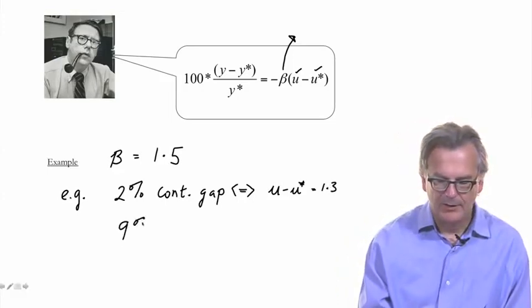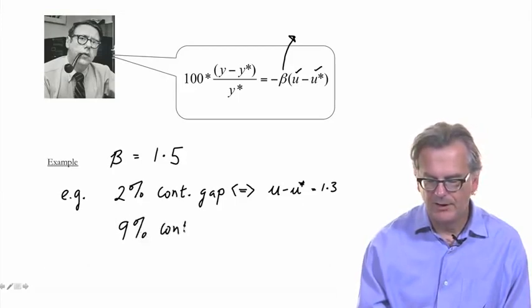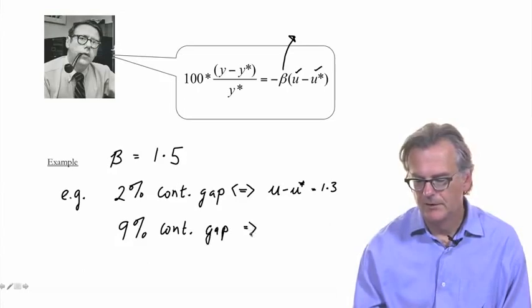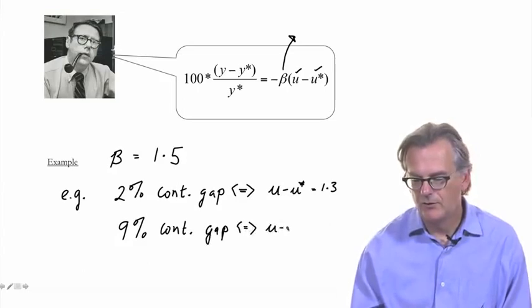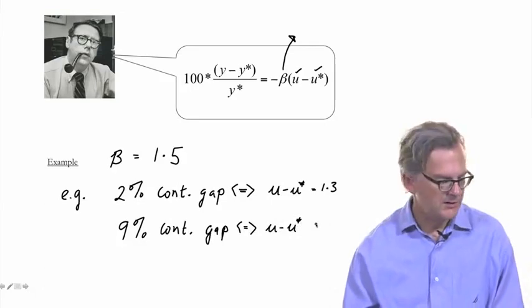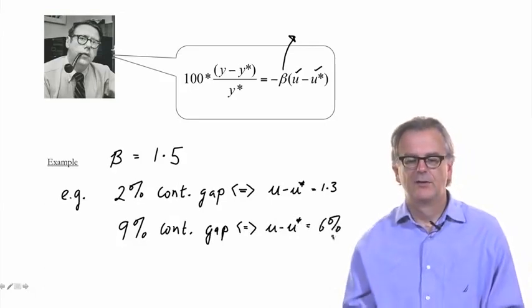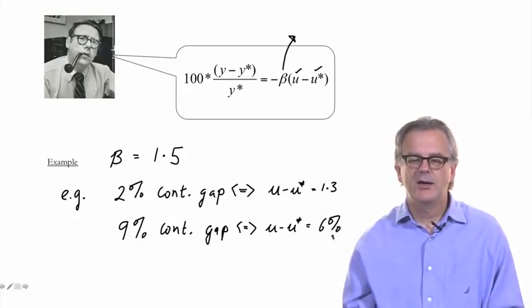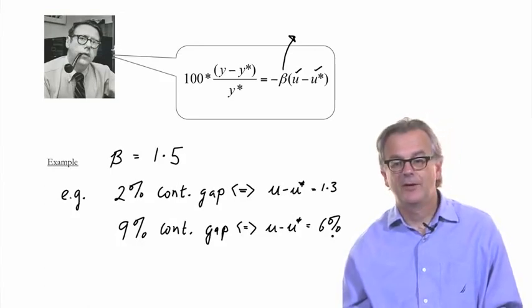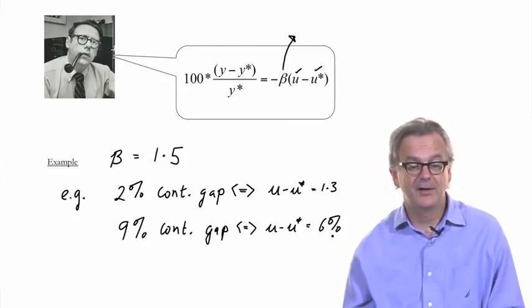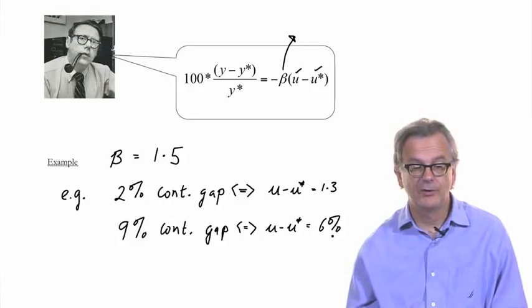If you had an economy that was really suffering a 9% contractionary gap, for example, then according to Okun's law, you can expect that to be associated with cyclical unemployment of around 6%. So it's just a way of inferring, from observing what's happening to output, what is happening to unemployment. It can work the other way as well. If you observe what was happening to unemployment, then you can say something about the size of the output gap.